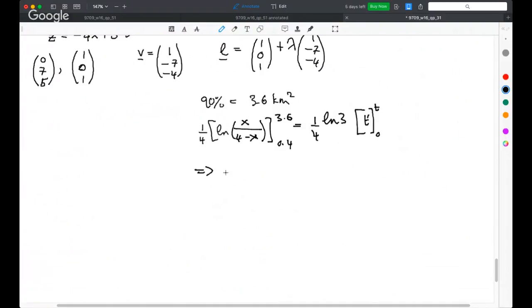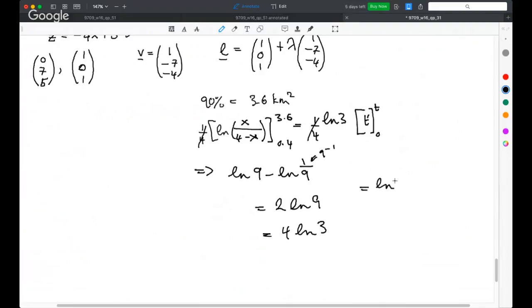So this gives us, we cancel the 1/4, we get the natural log of 9 minus the natural log of 1 over 9, which is equal to 2 times the natural log of 9, because this is 9 to the minus 1, and the minus 1 comes outside, which is equal to 4 natural log of 3, and all of this is always equal to natural log of 3 times t. So therefore t is equal to 4 years.